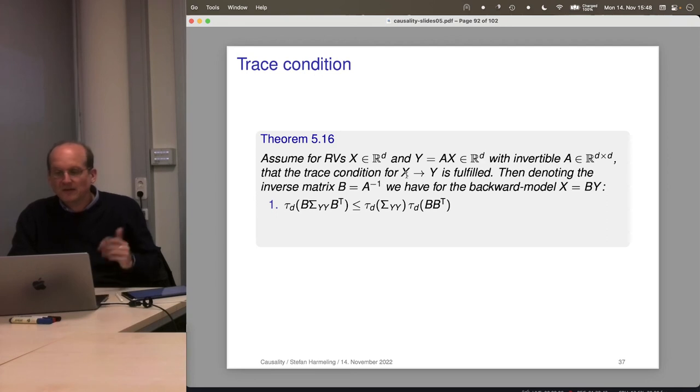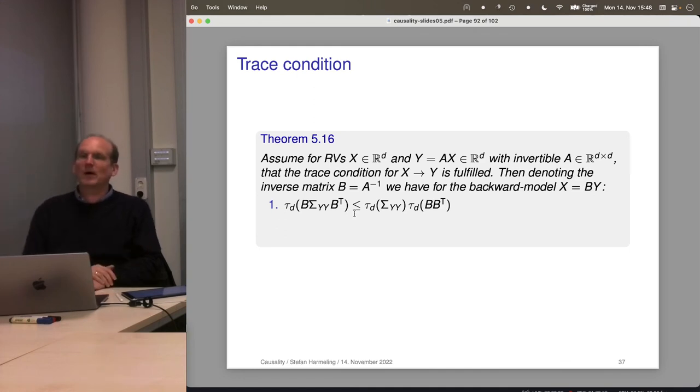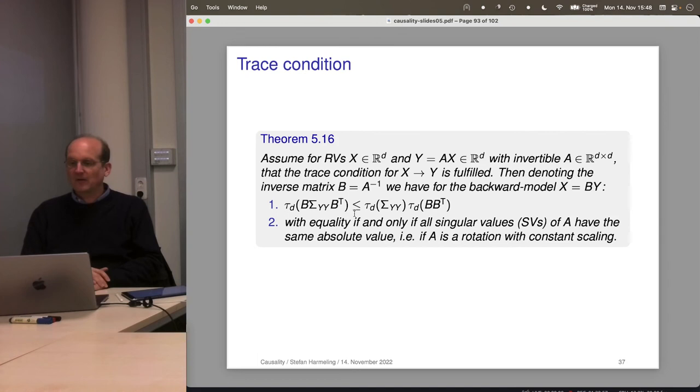Then there's the theorem, as always. If the trace condition is fulfilled in one direction, then denoting the inverse matrix with B, for the backward model we typically have an inequality. So it's always smaller on one of the sides. And again, equality is only given in a super boring, non-interesting case: the case where A is a rotation matrix, which is just rotating the space. That's like an identity in the IGCI model. It's a super boring transformation, not doing anything interesting. That's the case where we have equality.